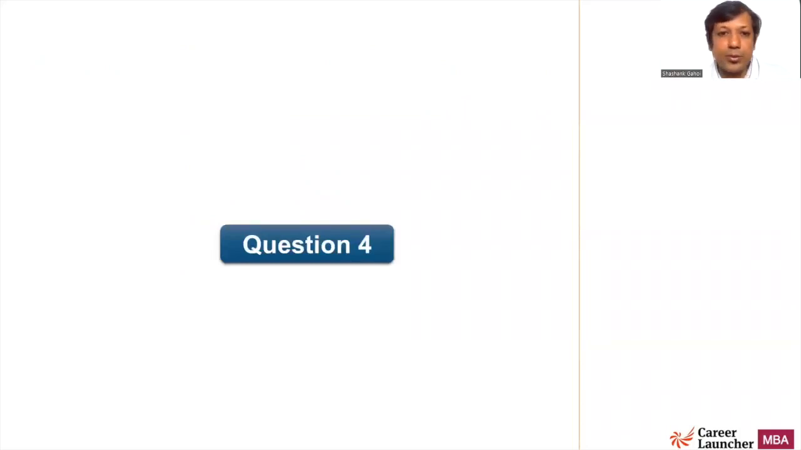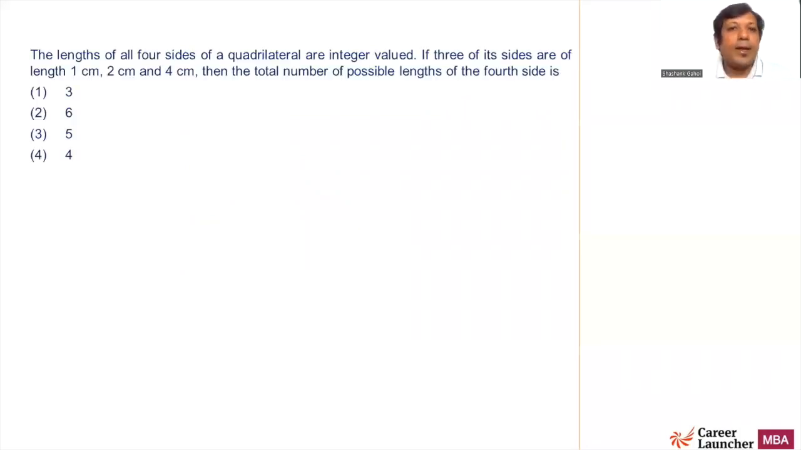Now I'm going to move to question number 4. Question number 4 is saying that the length of all 4 sides of a quadrilateral are integer valued. If 3 of the sides are 1, 2 and 4, then the total number of possible lengths of the 4th side. Now there is a property of a polygon.